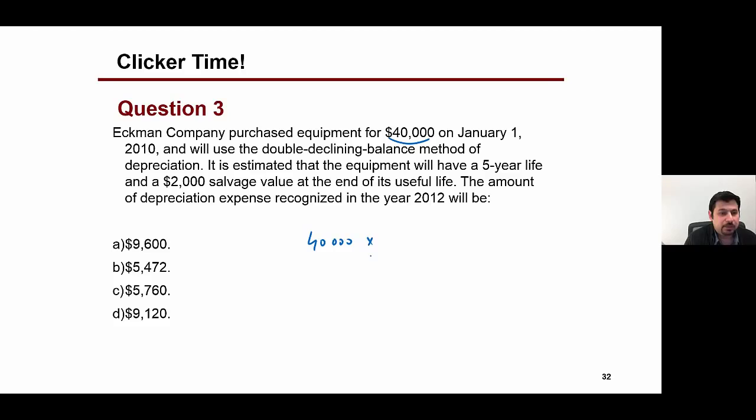We multiply it by the double declining rate. Double declining rate is 40% because it is a 5-year asset. So here the rate: depreciation rate is equal to 2 times 100% over 5, and that would be 40%. So 40% multiplied by 40,000 is equal to 16,000. And this is the depreciation expense for 2010.